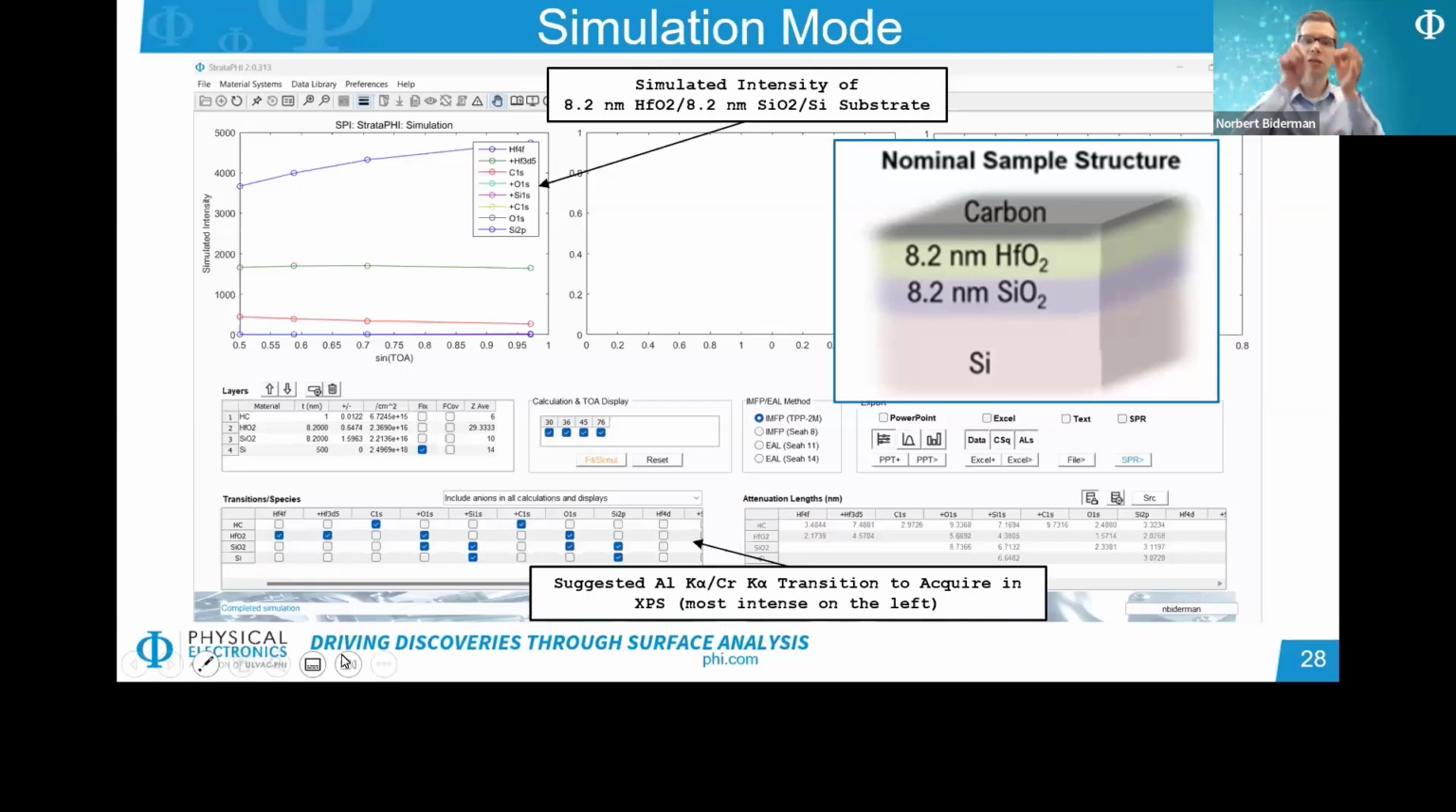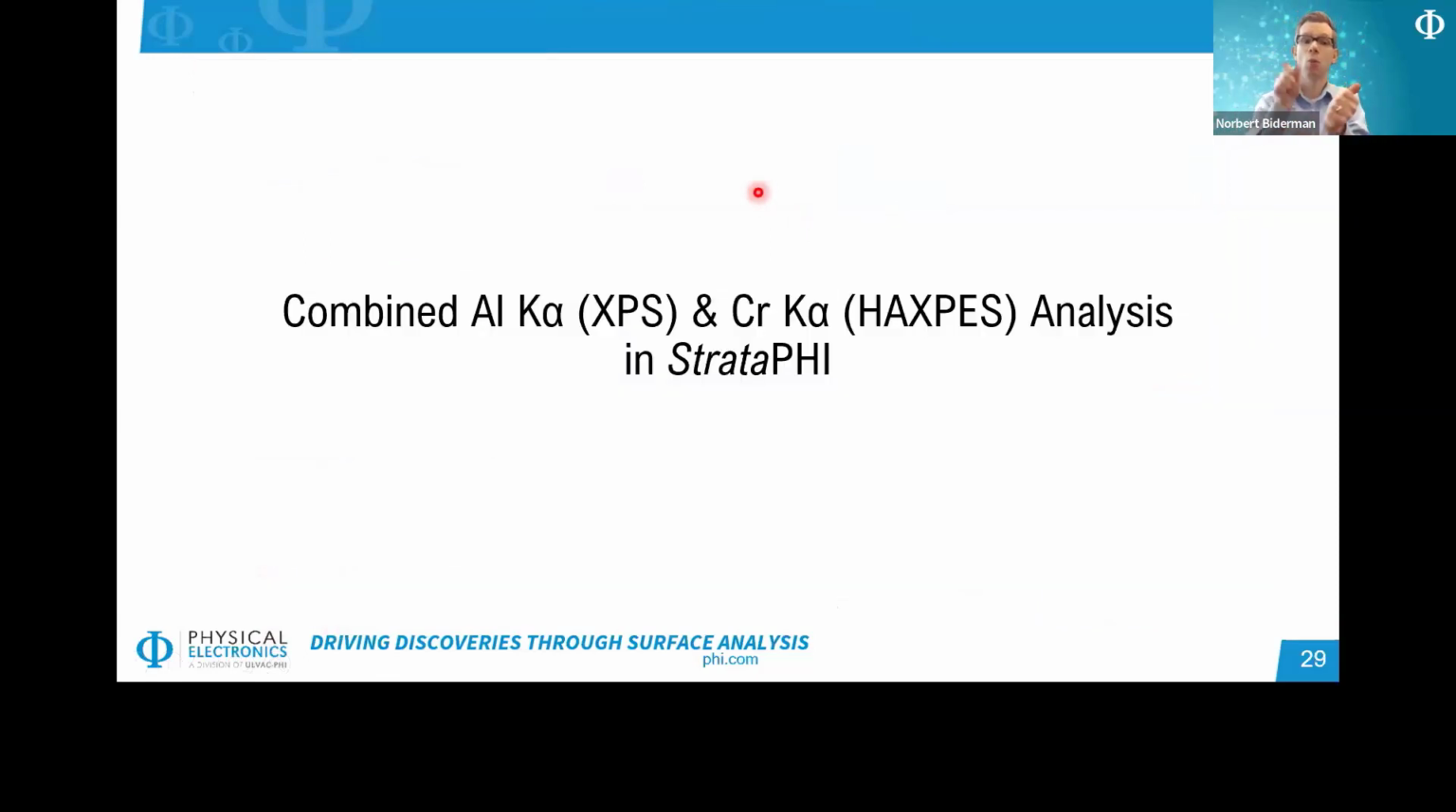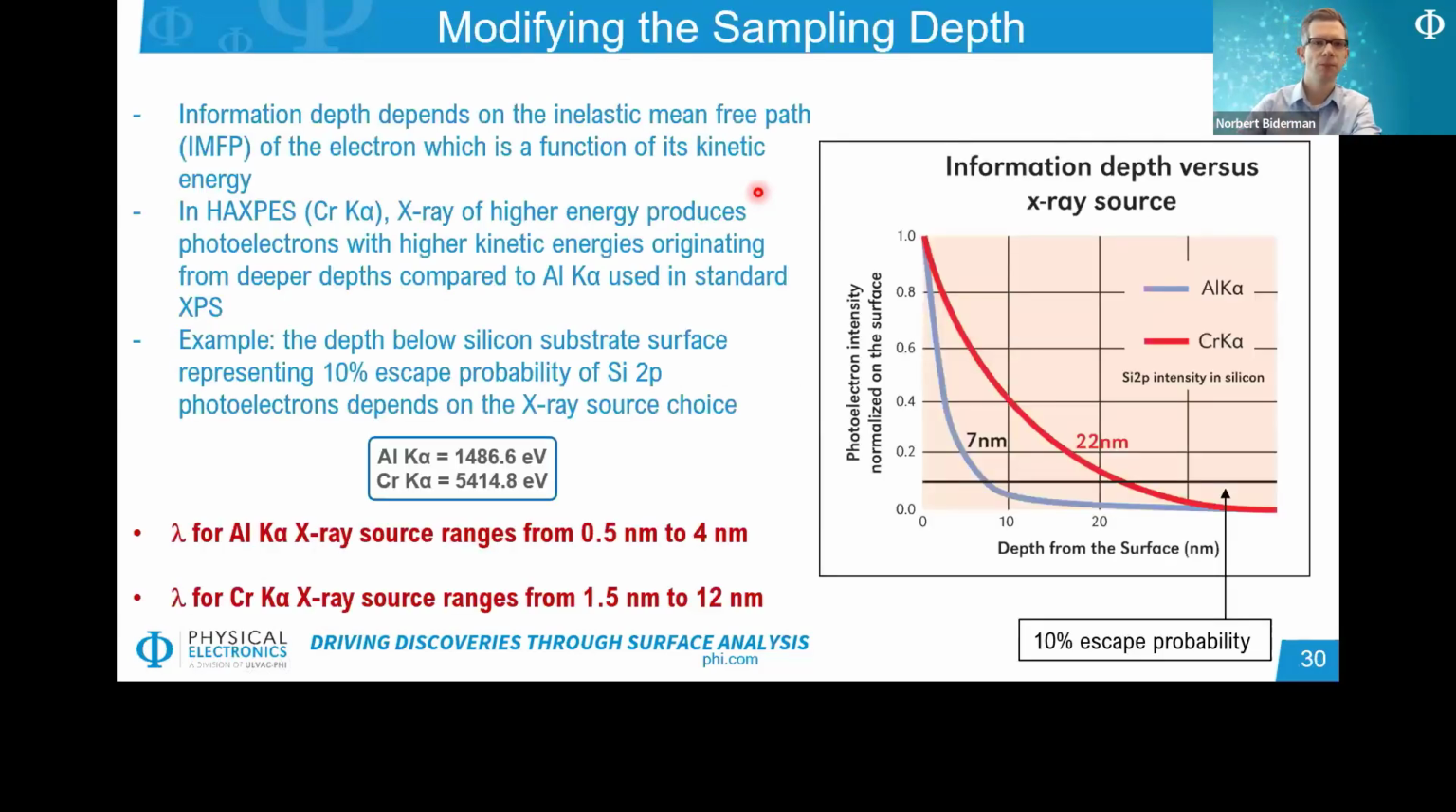So with this information, the analyst can decide which transition to collect. And again, that order is based on the most intense, deepest layer. So with that information, you can then develop a combined aluminum and chromium angle resolved XPS experiment.